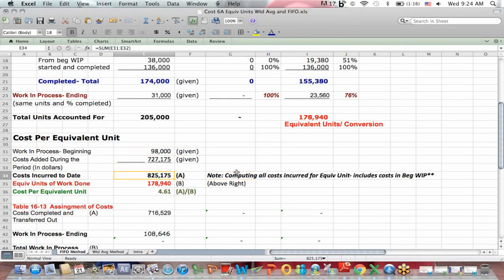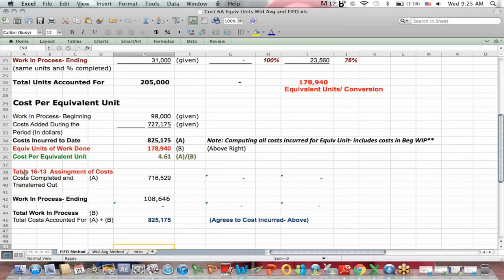Now, another thing that's interesting is that we are including all costs incurred to make the items. That includes beginning work in process. So the beginning work in process costs are included because that's a cost to make the product, and we call it cost incurred to date. I then take the units of production that I figured out up above, and I divide cost by equivalent units, and I get cost per equivalent unit, the 461.